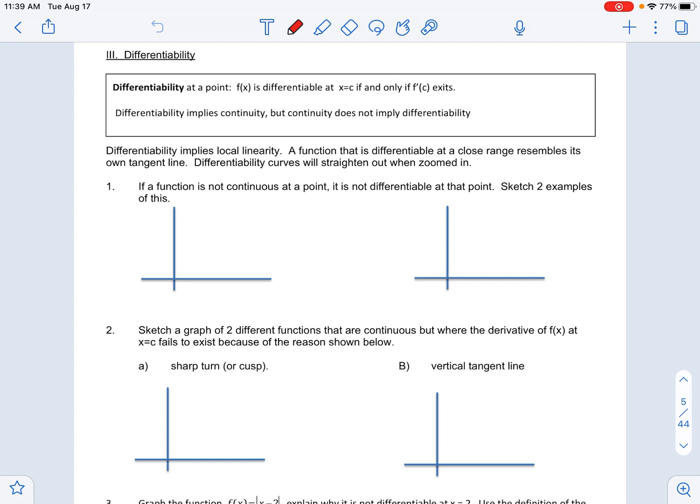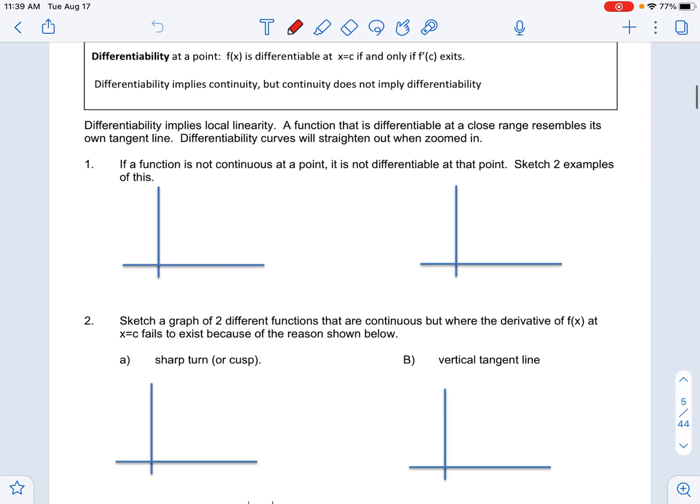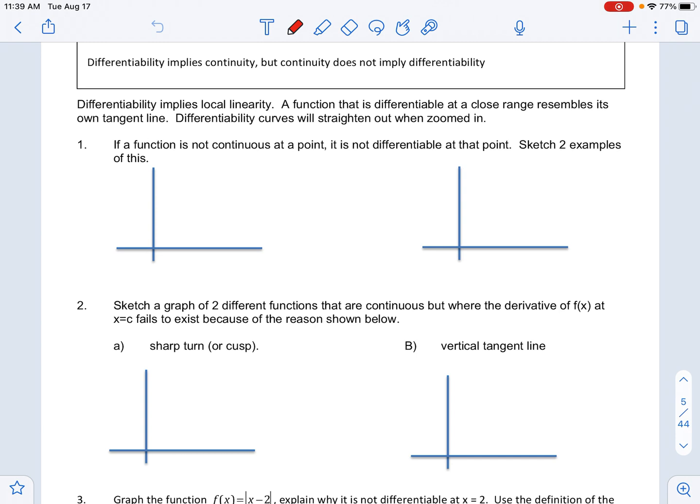So differentiability really implies continuity, but just because a function is continuous does not necessarily mean that it is differentiable. So we'll look at both cases. Another thing to keep in mind is differentiability implies local linearity. What that means is if you look at a graph on a calculator and you zoom in super close, if a graph is differentiable, when you zoom in, it's going to straighten out to look like a tangent line. If you keep zooming in and it doesn't straighten out to be a line, then that's how you can also tell that it's not differentiable.